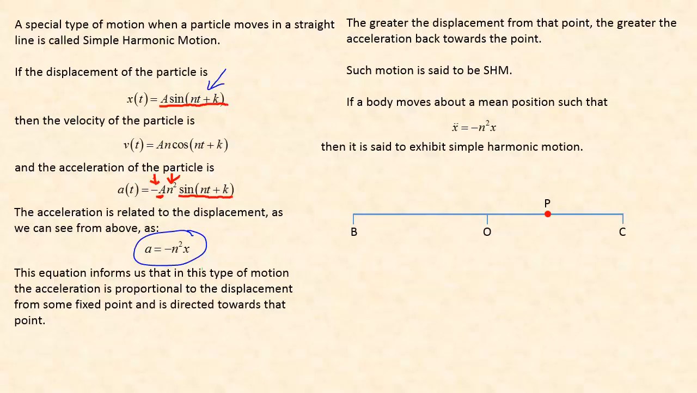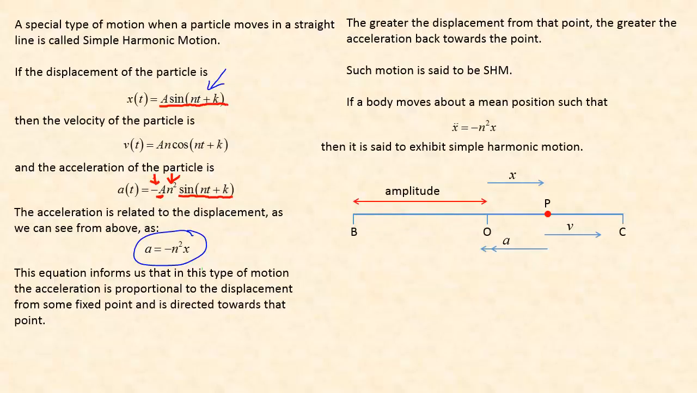So let's say the particle is here. x is measured positive in this direction, so it would have a positive displacement. To the left of O it will be negative. And let's say it's going this way. In this case the velocity is positive. So the particle here that's moving towards C has a positive displacement and a positive velocity. The acceleration, when it's on this side of O, would be to the left, so the acceleration is negative.